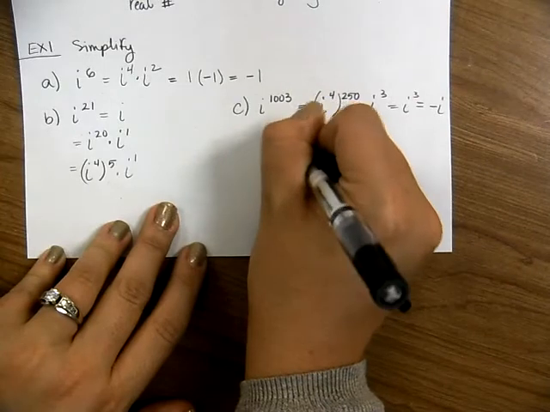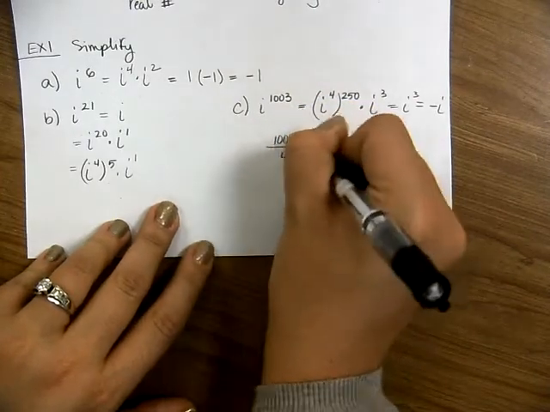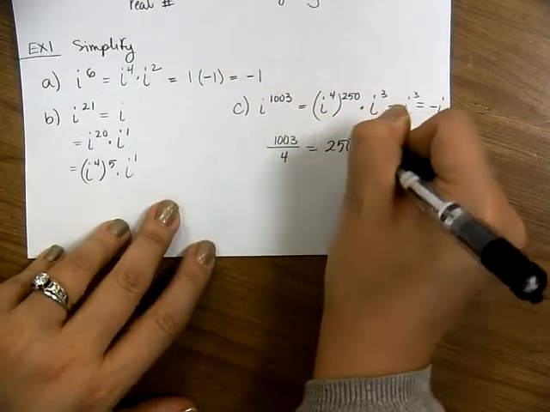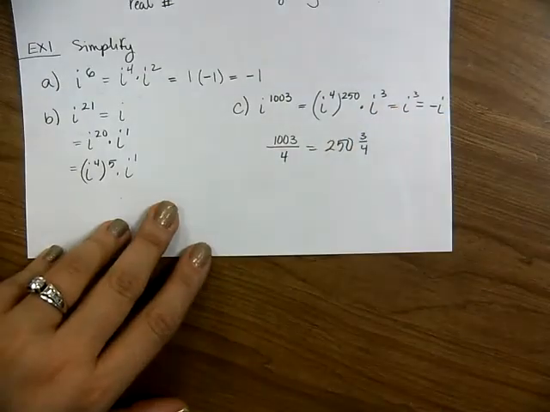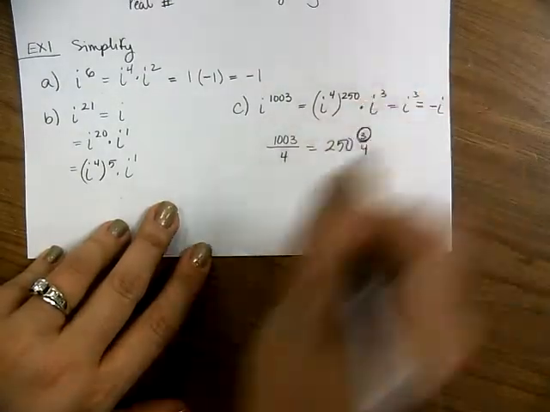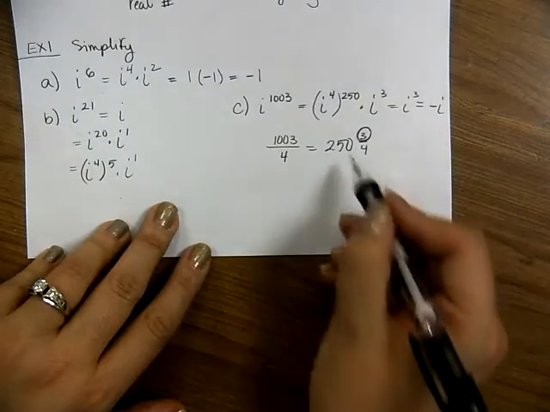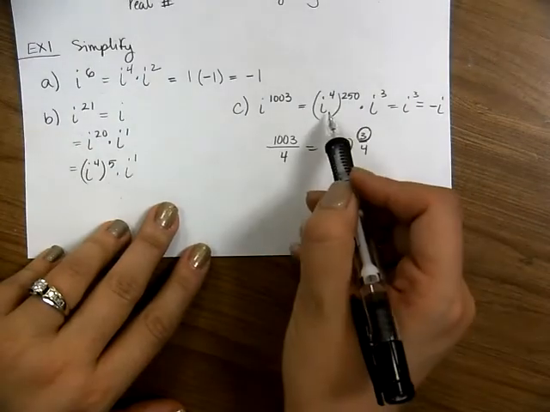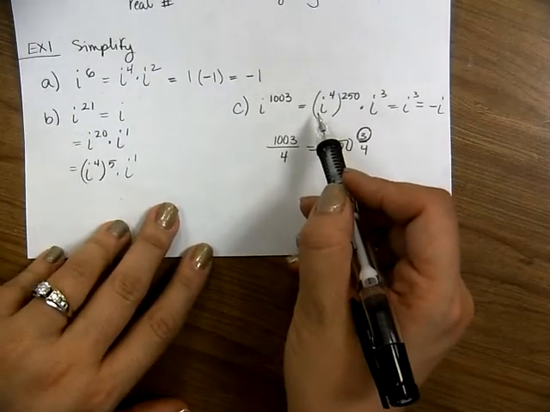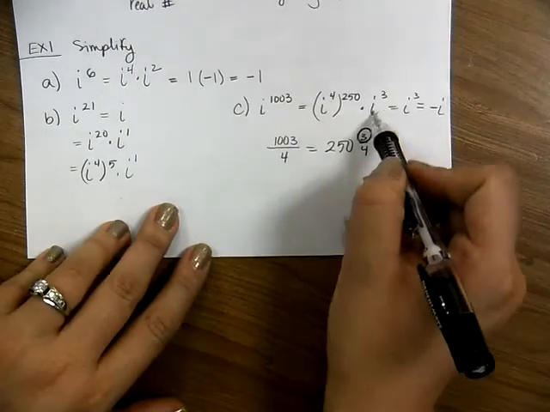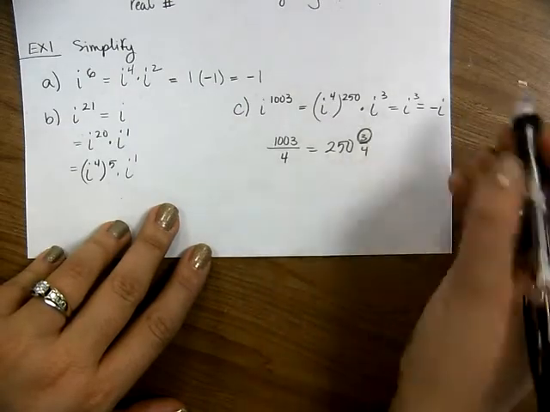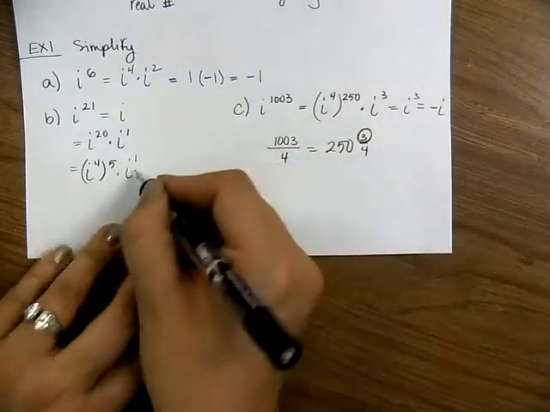So if I take 1,003 and I divide it by 4, that is equal to 250 and 3/4. This 3 is the only piece I care about, because the 250 represents i to the 4th times itself 250 times. The 3 represents this i cubed. i cubed is negative i. So go back to this one.